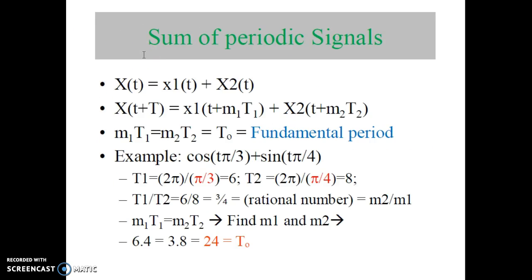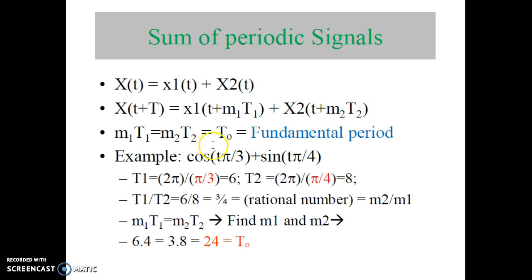Next, let us understand what will happen if you add two periodic signals. Let x of t equal x1 of t plus x2 of t. Let us find out what is x of t plus capital T. So x1 of t plus m1 t1, and this t gets replaced by t plus m2 t2. m1 t1 is equal to m2 t2, and this is equal to t0, which represents the fundamental period.